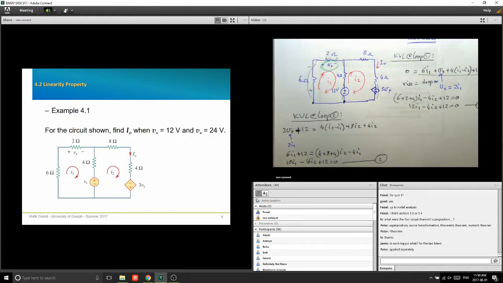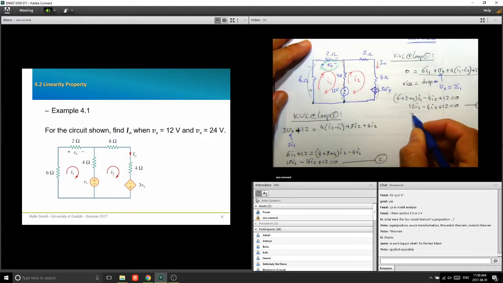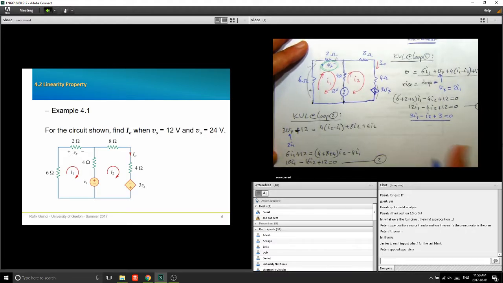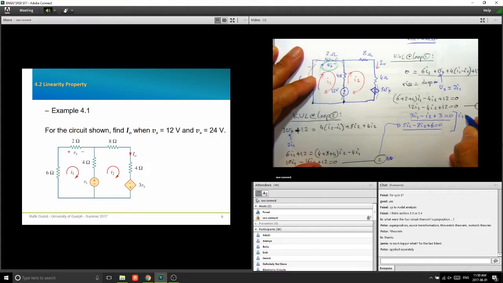I could simplify these. So this one, in fact, becomes 3I1 minus I2 plus 3 equals 0. And this one here, plus 6 equals 0. So these are my two equations now. What I could do, from the first one, I could say that I2 equals 3I1 plus 3, right? And I'm going to use that here. So I have 5I1 minus 8 times 3I1 plus 3, plus 6 equals 0.